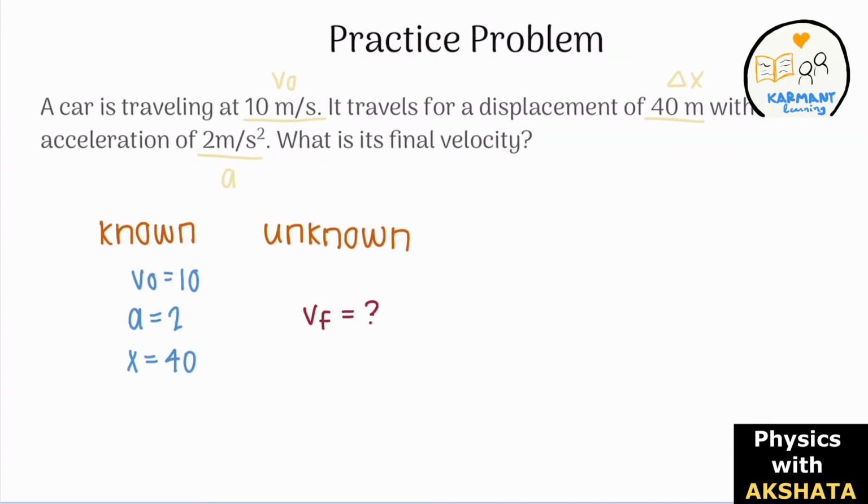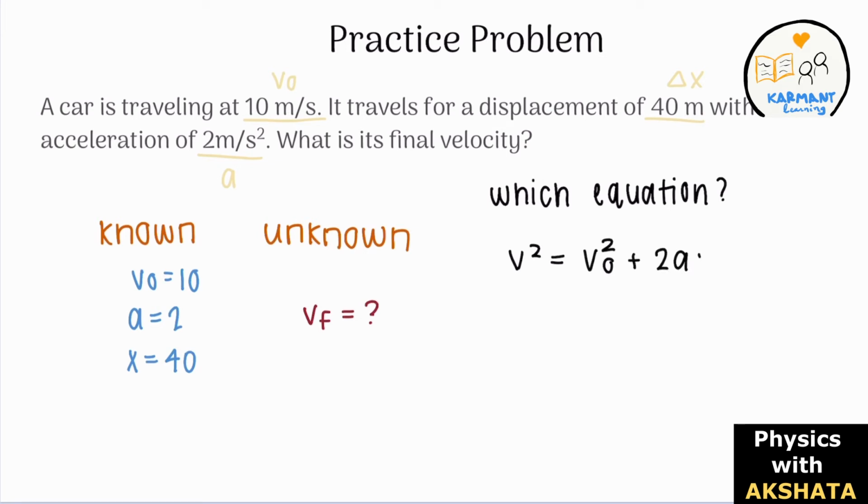Okay, here's the big question. So now what equation do we use? What I recommend is that you glance over your knowns and unknowns list and match up which quantities you do know to some of the equations that we covered before. So we know v0, a, and x. So the equation that matches the most is v squared is equal to v0 squared plus 2ax. And now what we have to do is solve for v squared using basic algebra.